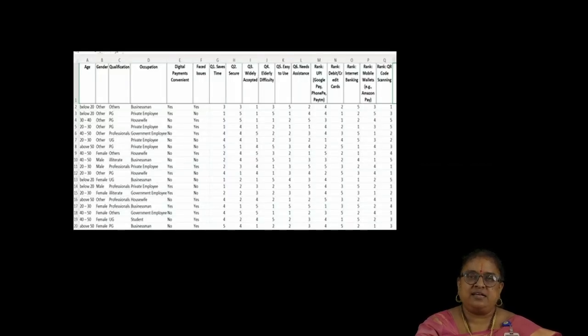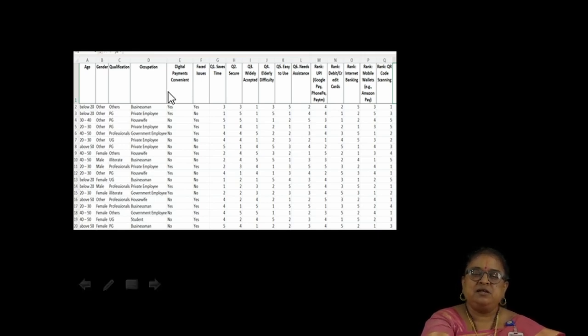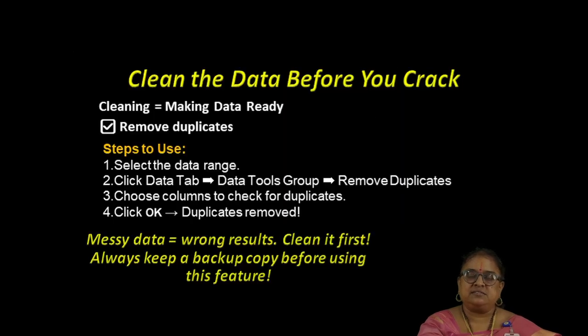Then this is the example sheet, where I include age, gender, qualification, occupation, digital payments, then 5-point scaling methods, then rank one by one. We have to enter like this. Then clean the data before you crack.